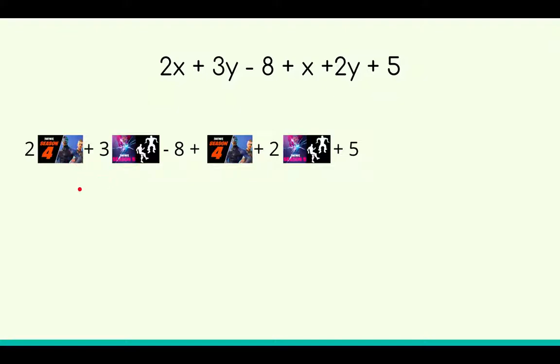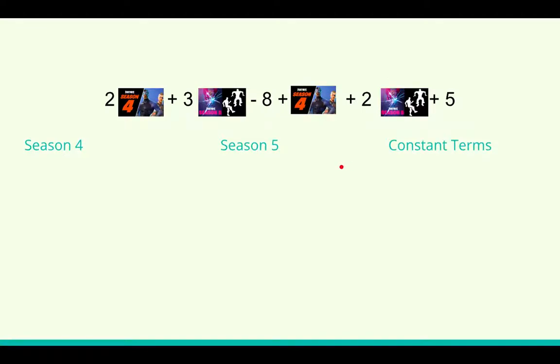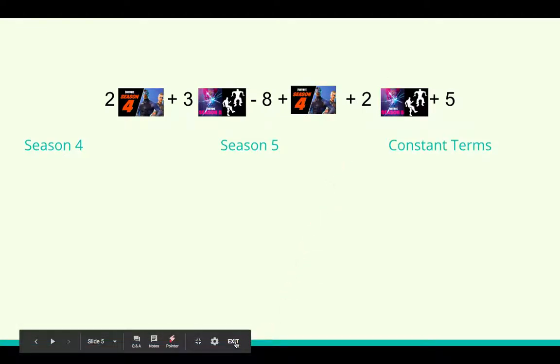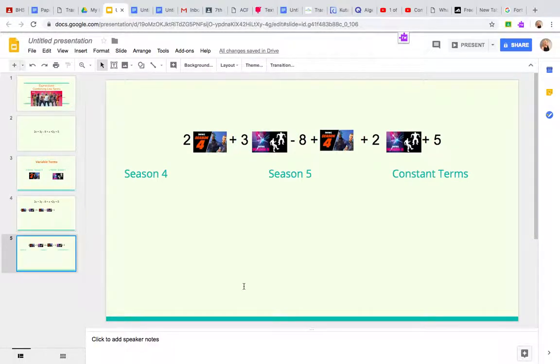And this is how it looks now that we've changed the variables to the season 4 and season 5 battle passes. So the way this expression is going to read is 2 battle passes from season 4 plus 3 battle passes from season 5 minus 8 plus a battle pass from season 4 plus 2 battle passes from season 5 plus 5. Okay, we're going to be simplifying this expression. Now that we're on this screen, I'm going to have to exit out of this so that I can go ahead and work this problem.